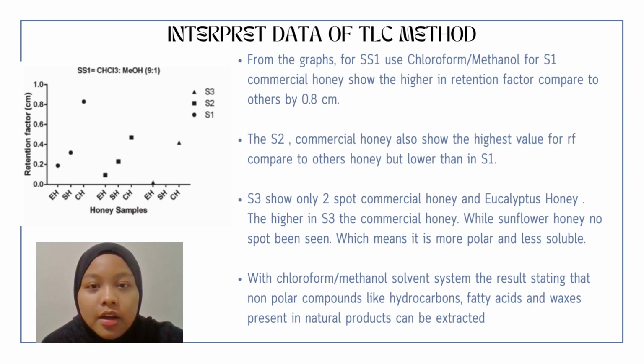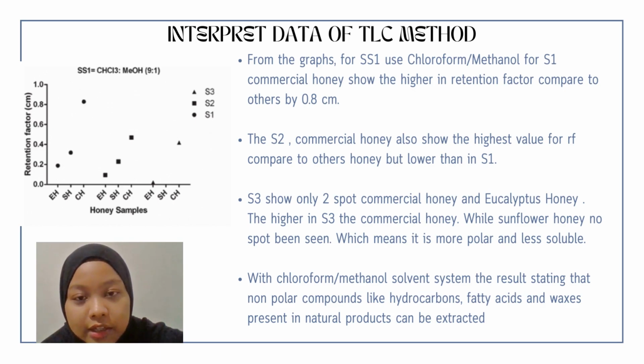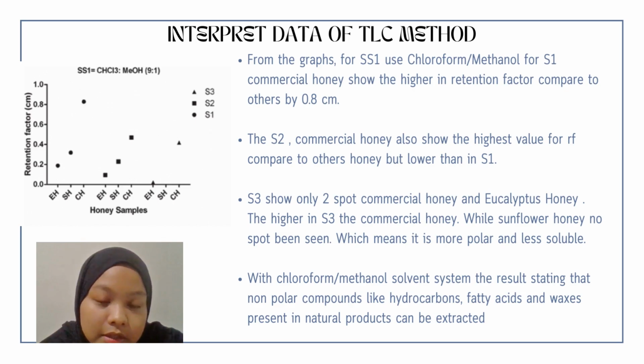So from the graph for solvent system 1 using chloroform methanol, for spot 1, commercial honey showed a higher retention factor compared to others, at 0.8 centimeter. For spot 2, commercial honey also showed the highest retention factor compared to other honeys, but lower than in spot 1. Spot 3 shows only two spots, commercial honey and eucalyptus honey.